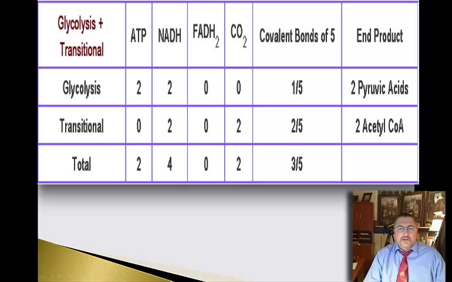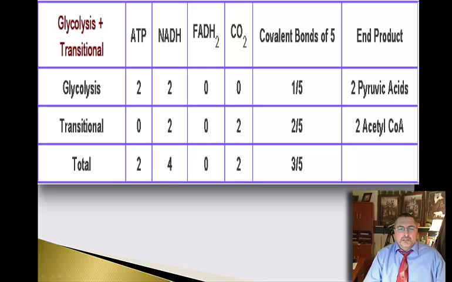So let's look at an overall summary here. The overall summary from glycolysis and the transitional phase: in glycolysis we produce two ATPs, two NADHs, no FADH2s, no CO2s. We break one covalent bond, and the end product is going to be two pyruvic acids. Now, in the transitional phase, as we just saw, we produce two NADH molecules and two carbon dioxide molecules, while we break two covalent bonds, and the end products will be two acetyl-coenzyme A molecules.